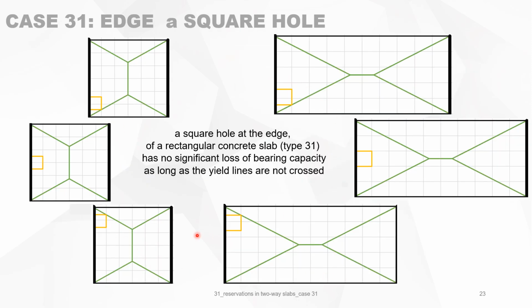So as a conclusion, for a square hole at the edge of a rectangular concrete slab, type 31, there is no significant loss of bearing capacity as long as the yield lines are not crossed. So this is for the vertical situation and this is for the horizontal situation.